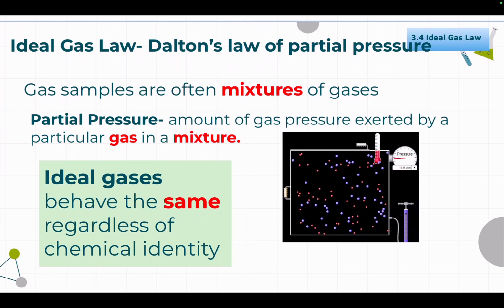Most gases behave ideally unless you're in extreme pressures and temperatures, which we're going to talk about in a different topic. An ideal gas, all of the gases behave the same regardless of their identity. So for example, carbon dioxide is going to act the same as fluorine, as hydrogen, as helium. So the identity of the gas doesn't really matter.